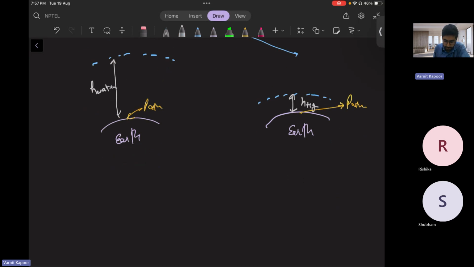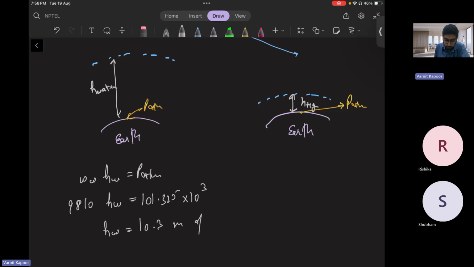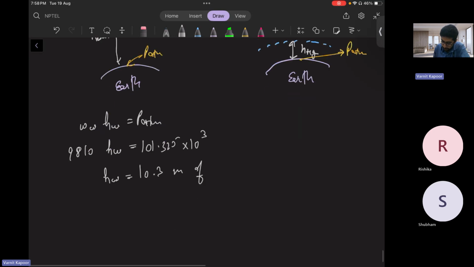So you can say that specific weight of water into H of water is your P atmosphere here. It is 9810 into H of water equals 101.325 into 10 to the power of 3. So H of water is 10.3 meter of water column you need. That is more than the height of an electrical pole in your streets.